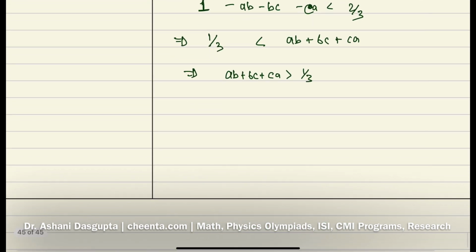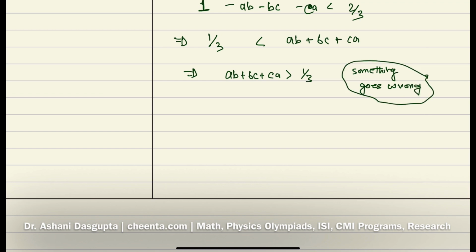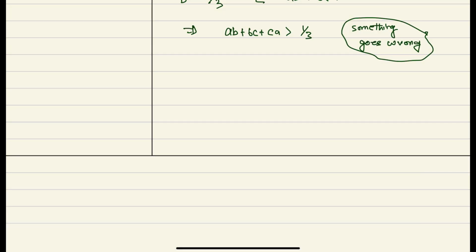We will show that something goes wrong, and therefore we will achieve a contradiction. So here is how we will start. We'll start with the fact that a plus b plus c is equal to 1. So let's square both sides. Then we will get a square plus b square plus c square plus 2ab plus 2bc plus 2ca is equal to also 1, because 1 square is 1.